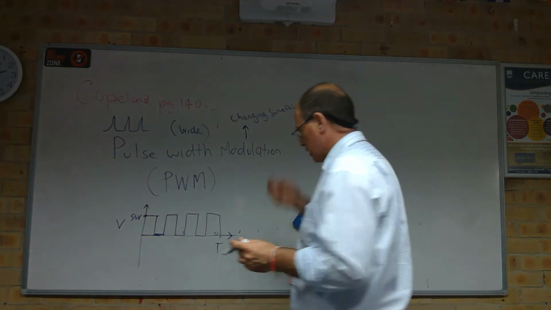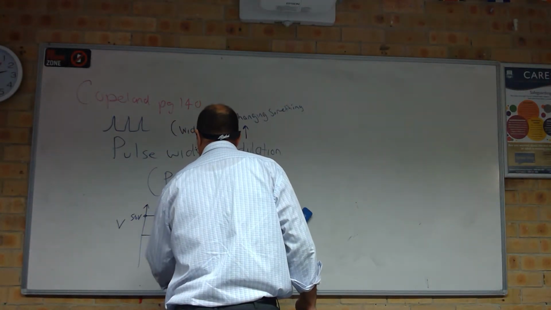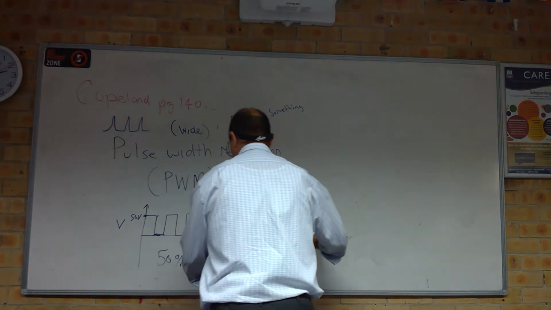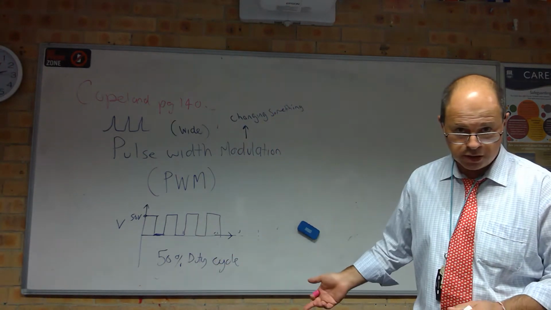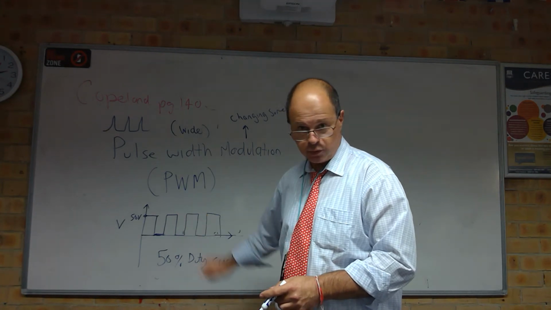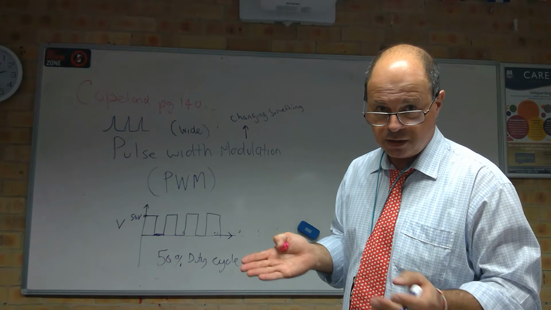So this is what's known as a 50% duty cycle. And what does duty cycle mean? Duty cycle just means for what percentage of time the motor is switched on. Okay, by changing the duty cycle, we can change the speed.